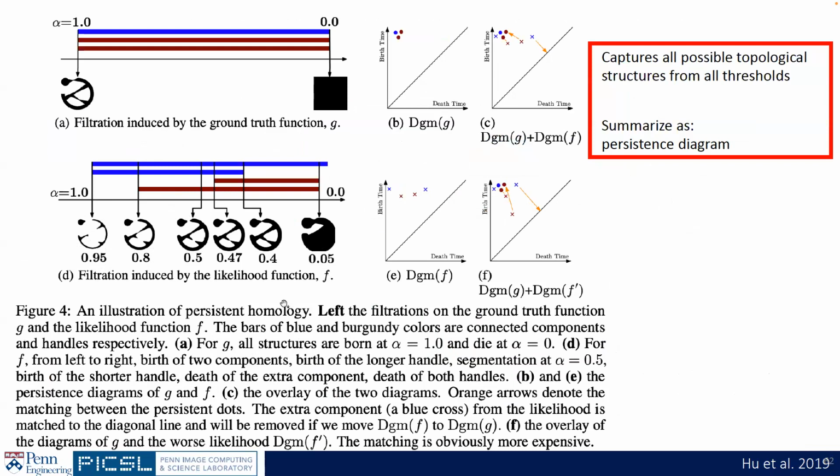All I'm doing is taking my likelihood function f and thresholding at different values of probability, or alpha. This process of thresholding at different alpha values is called filtration. We are filtering for different values of alpha. Can someone tell me what is happening as I'm varying these different alphas? What do you notice in the predictions? Yeah, exactly. We are going from two connected components all the way to one connected component.